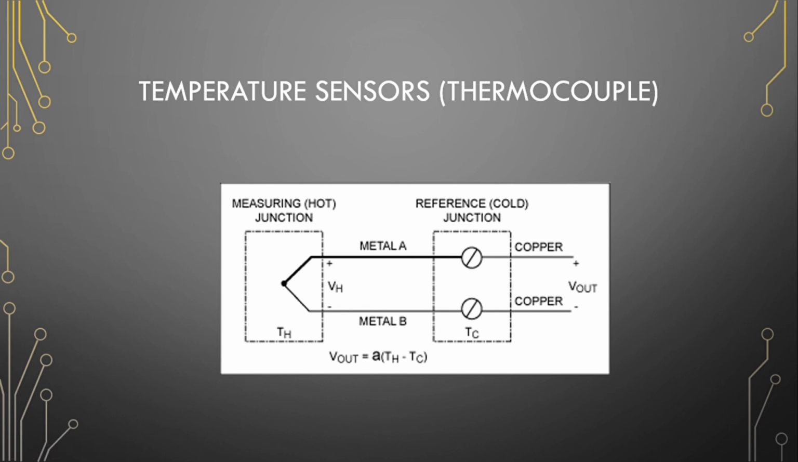So this is an equation. You can see that voltage is calculated using a constant A, the temperature of the hot junction, and the temperature of the cold junction. This voltage, this electric signal, is then sent to the actuator that performs the further functions.